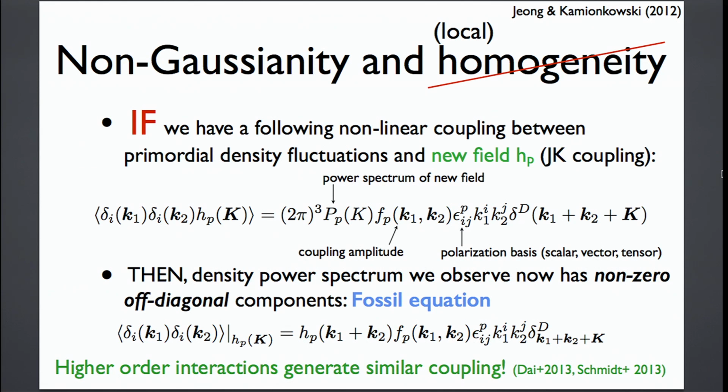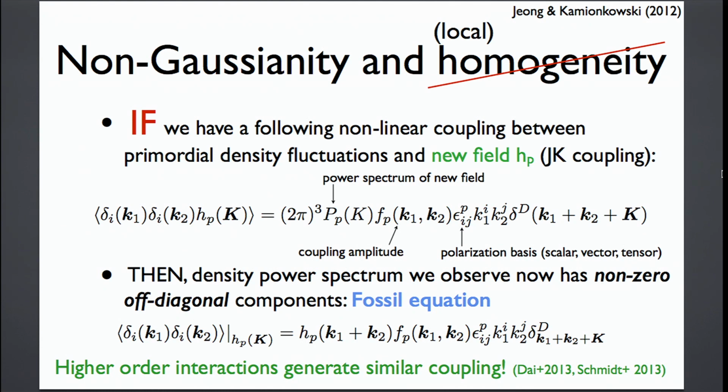In general, if you have this kind of three-point function, which correlates two scalar modes to one H mode, where H here is a spectator field that can be anything: scalar, tensor, or vector. I just write it down as proportional to the power spectrum of the new field, the H field, and then some coupling amplitude. And to maintain the statistical isotropy, I have to include this epsilon, the polarization basis of this field, with k1i, k2j, and this delta function. This delta function means that we do not break the statistical homogeneity globally.